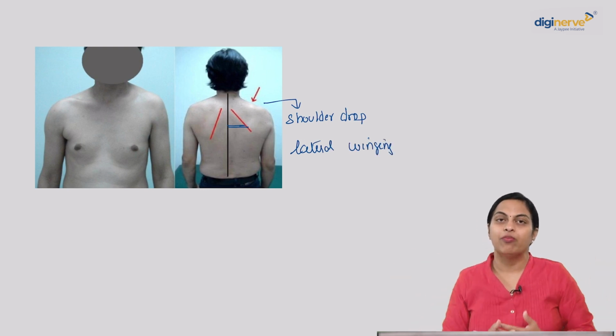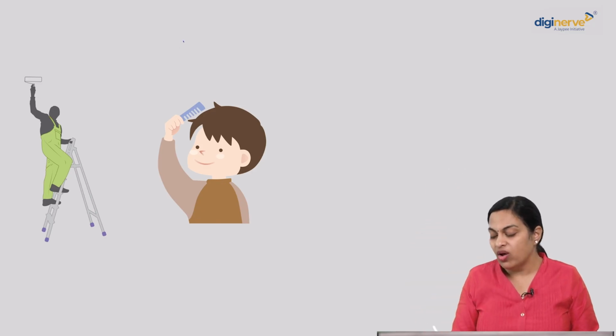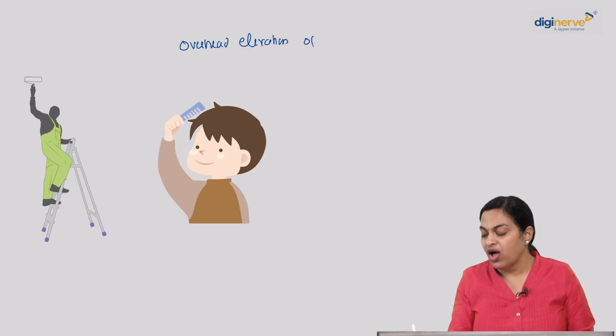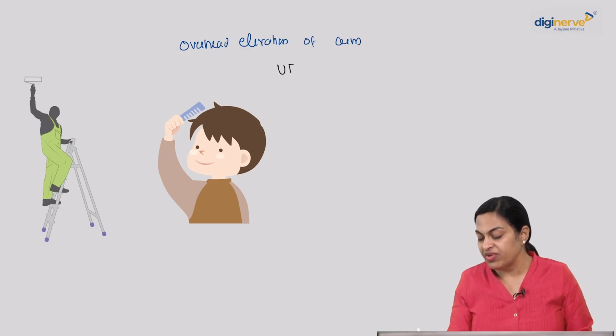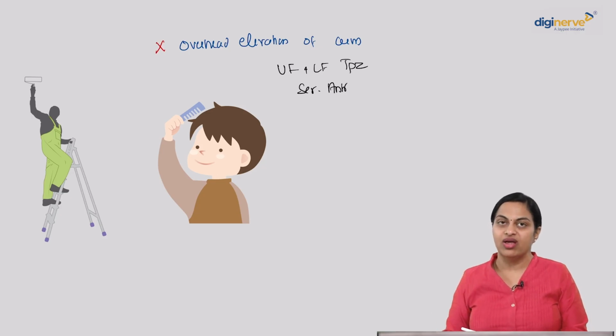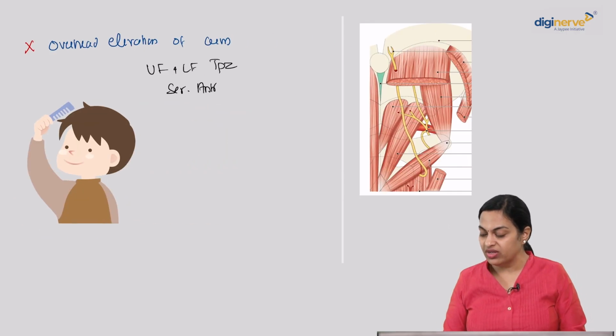Okay, the protractor of the scapula is serratus anterior, the retractors of the scapula are the middle fibers of the trapezius along with the rhomboids muscle. Okay, and when you want to lift your hand above the head, like you dust the fan, or painting the ceiling, combing the head, we call it as the overhead elevation of arm. That is produced by the contraction of upper and lower fibers of trapezius along with the serratus anterior muscle. So if this spinal accessory nerve is injured, then overhead elevation of arm becomes difficult.